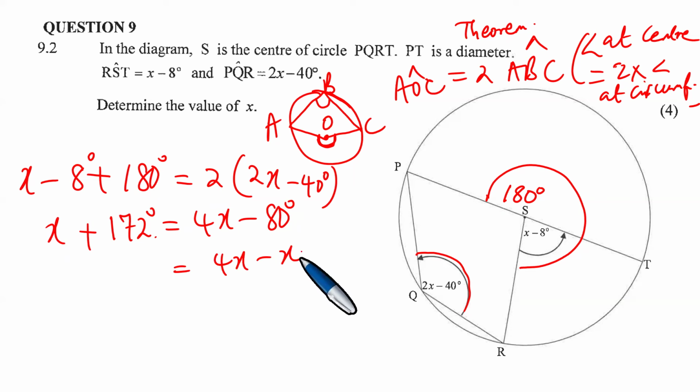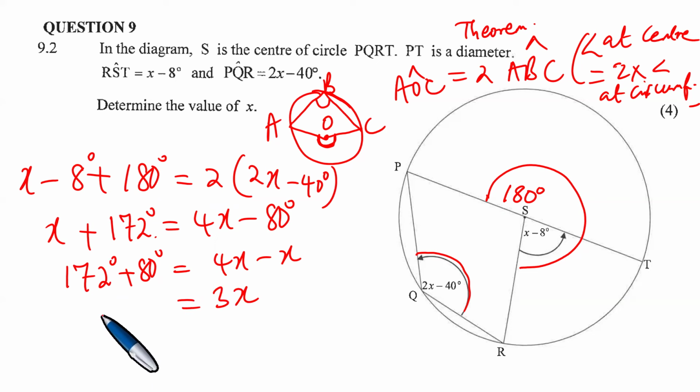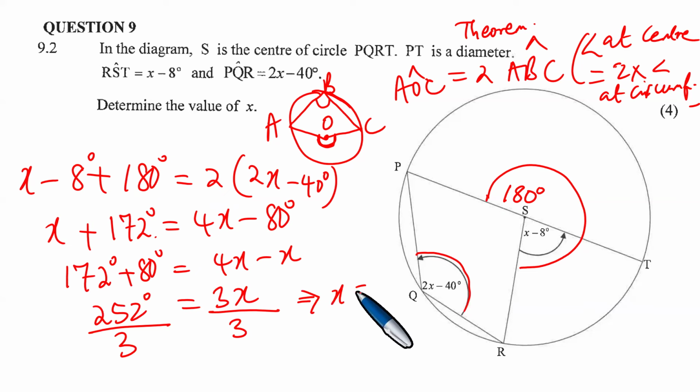So you have 4x minus x, and here you have 172 degrees plus 80 degrees, which is 3x. What is 172 plus 80? It is exactly 252 degrees. So 252 degrees equals 3x. We divide the right and the left by 3, and this implies that x equals 252 divided by 3, which is 84 degrees.